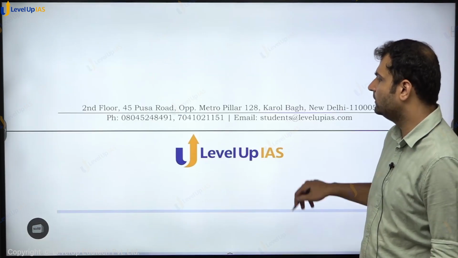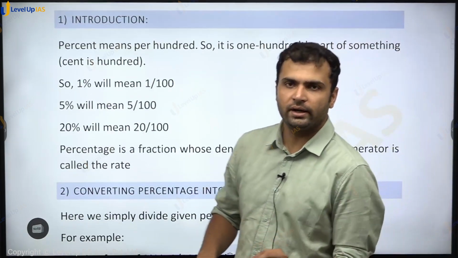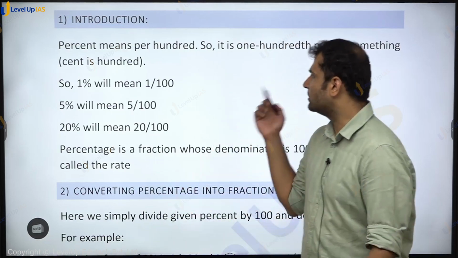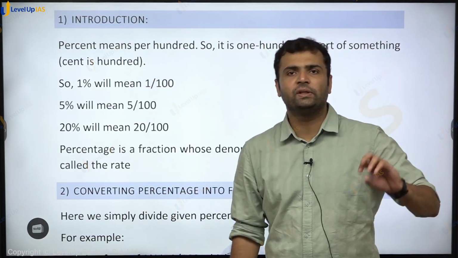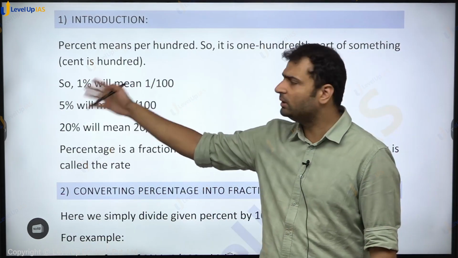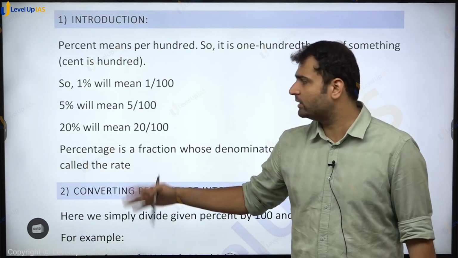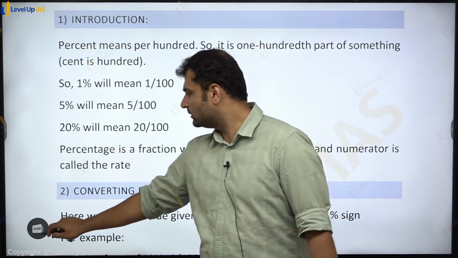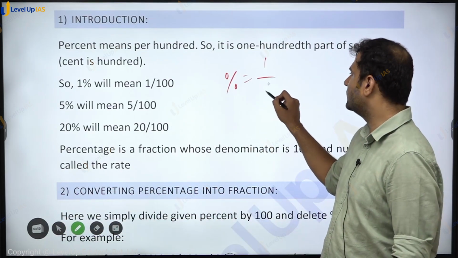We will start with this. What do we mean by percent? It is per 100. It is a fraction of, or 1/100th part of, something. Cent is 100; you can relate it with century. So 1% will be 1/100, 5% is 5/100, 20% is 20/100. So the percentage sign is actually equivalent to 1/100.